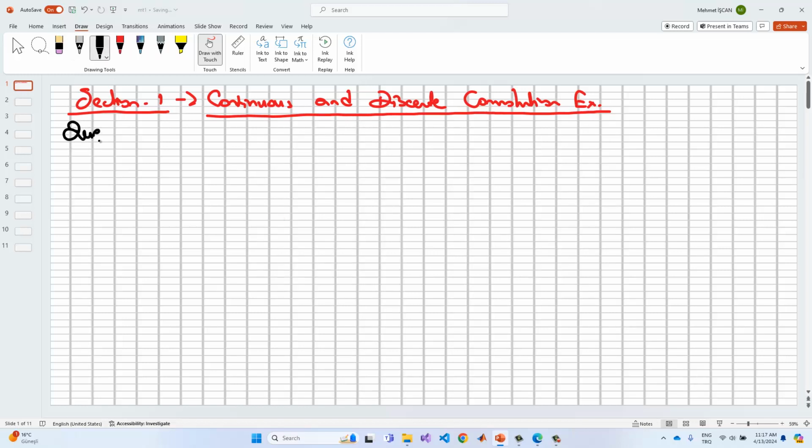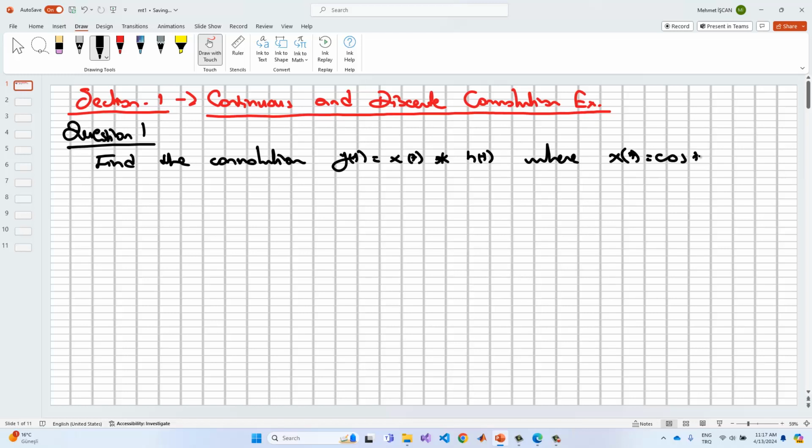First we need to write question 1. Find the convolution y(t) = x(t) * h(t), where the input signal x(t) is cos(t) and h(t) is equal to u(t), the unit step function.